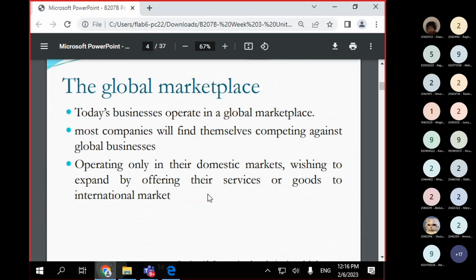So nowadays, most businesses work in a global context. Most companies will find themselves competing against global businesses. Al-Baik is a local company, has found itself competing with KFC and with other fast food restaurants. Any business available today in the market, Herfi is a local company, right? It finds itself competing with Subway and with Burger King and also other fast food restaurants.